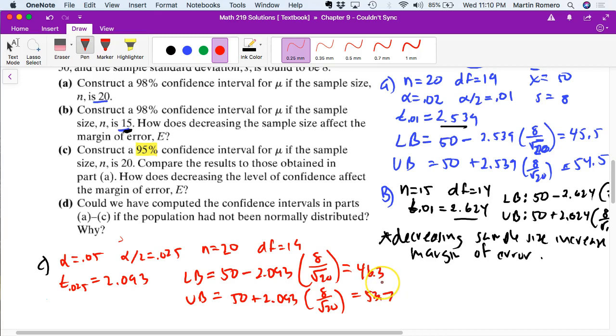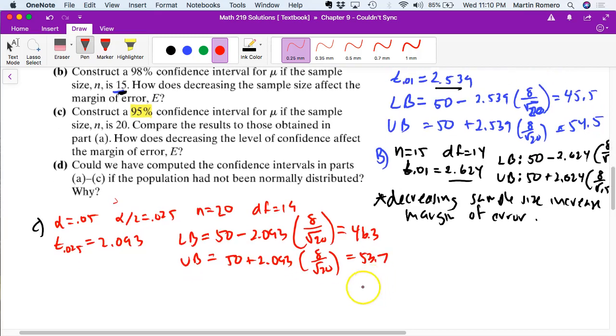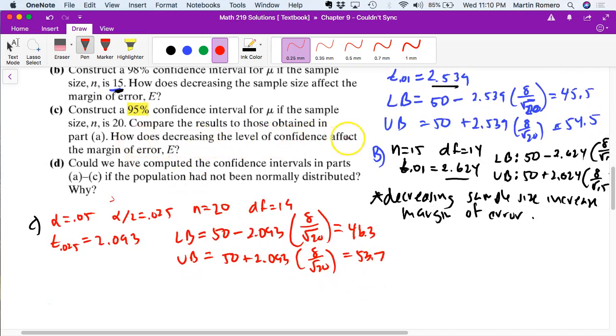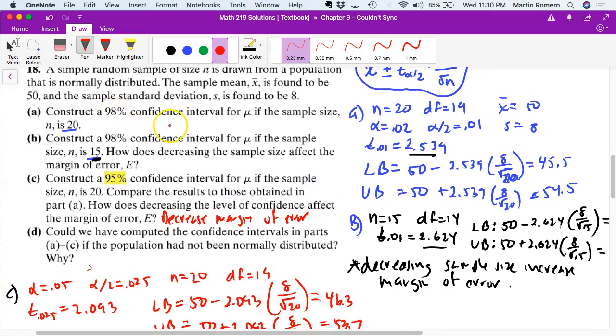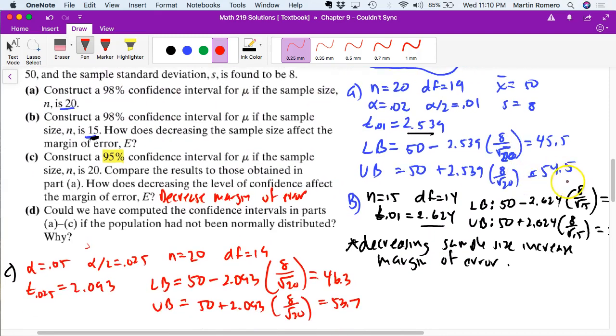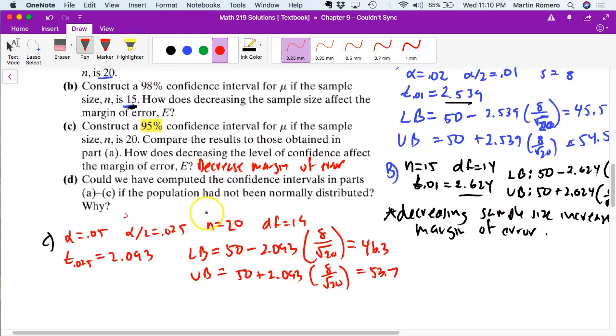And so it looks like decreasing the level of confidence decreases the margin of error. So how does decreasing the level of confidence affect the margin of error? It decreases margin of error. You can see that because these values get closer together compared to being 98% confidence, which had a larger margin of error. And so that's what we have.